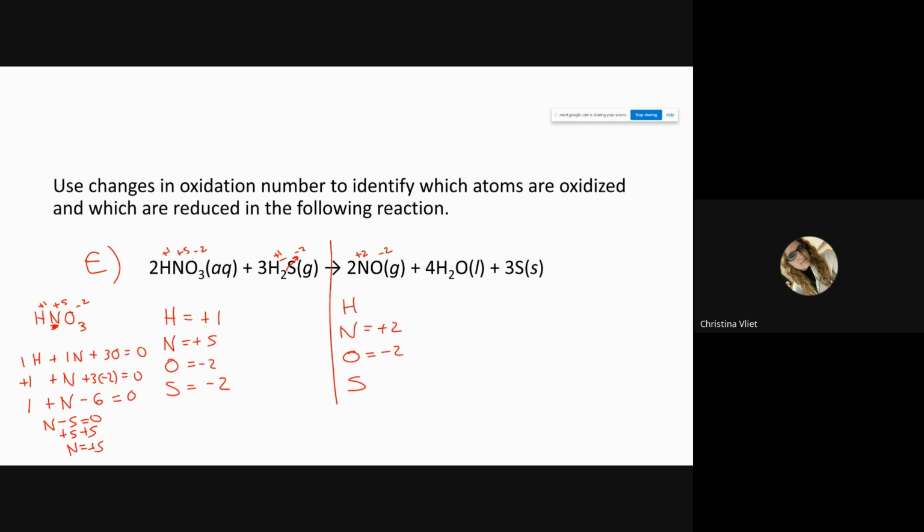We know hydrogen in this compound water is going to be +1 because that's what hydrogen almost always is. And oxygen is -2 again. So hydrogen's +1. Finally, what's sulfur here? 0, because it's by itself. So we would call it 0. It hasn't gained electrons. It has not lost electrons.